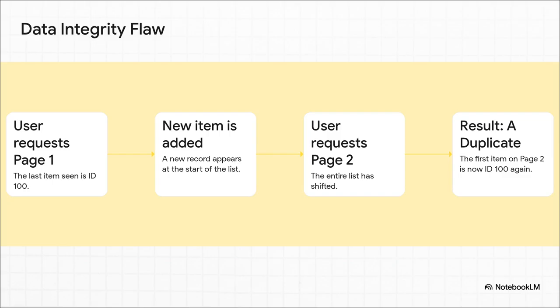Oh, and it gets so much worse. Performance isn't even the only problem. Imagine this. Your user is looking at page 1, and the last item they see has an ID of 100. Cool, but before they click to page 2, a brand new item gets added to the very top of the list.